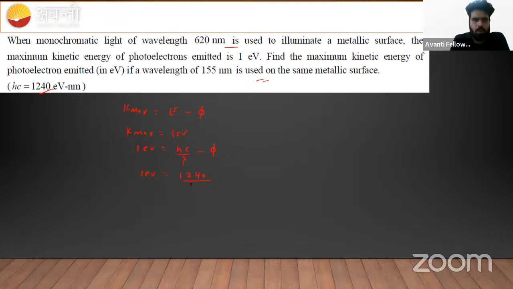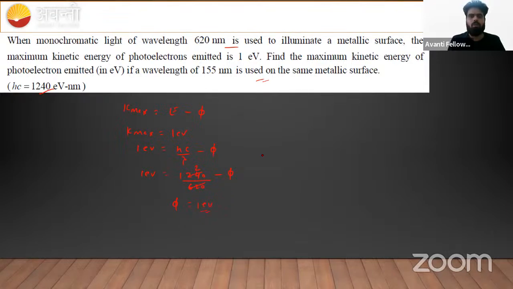hc can be written as 1240. Put the value of lambda, 620, and find the value of the work function here. If you put the value, this will equal 2 electron volt, so the value of the work function will equal 1 electron volt. That is the work function.